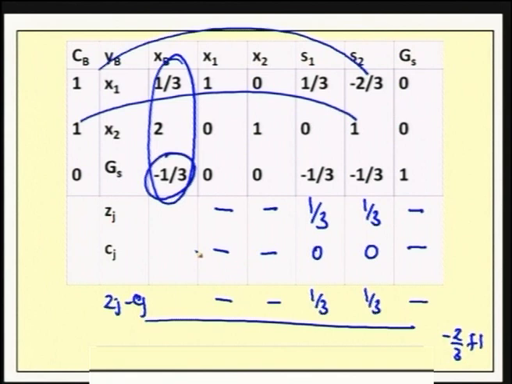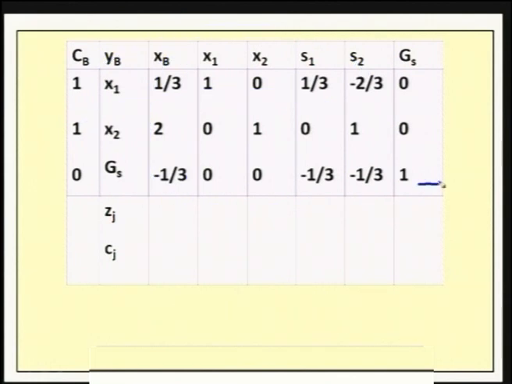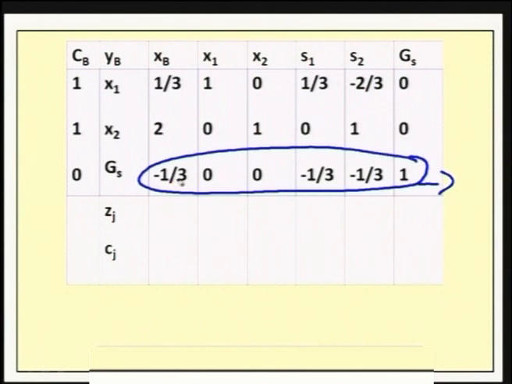So, this clearly shows that for this problem our leaving variable is gs. Once we identify the leaving variable in the dual simplex method, our next step is to identify the entering variable. In order to identify the entering variable, we have to compute the maximum value of zj minus cj by ykj, where ykj should be strictly less than 0.